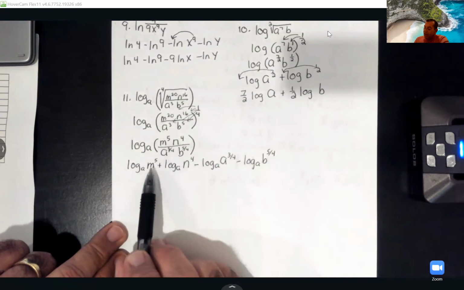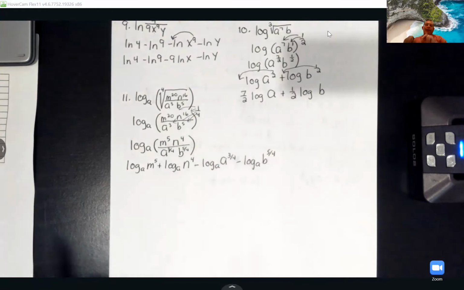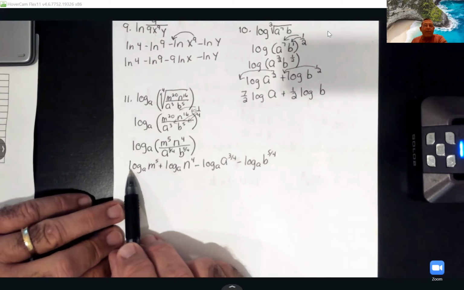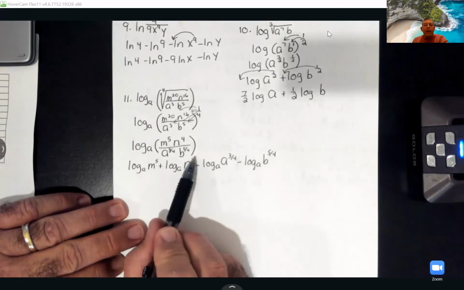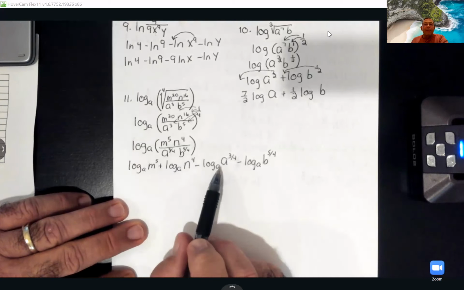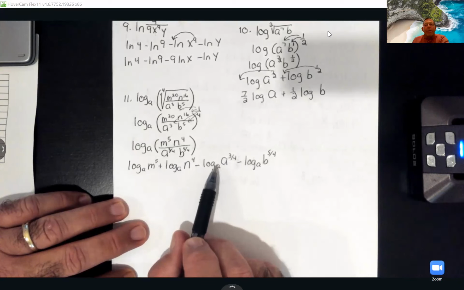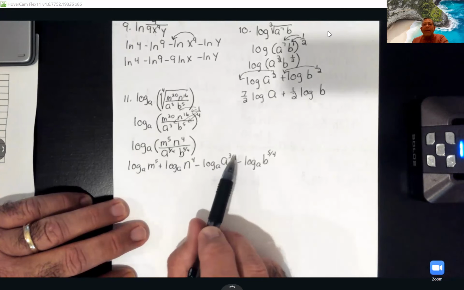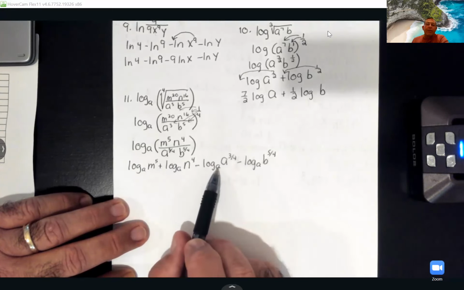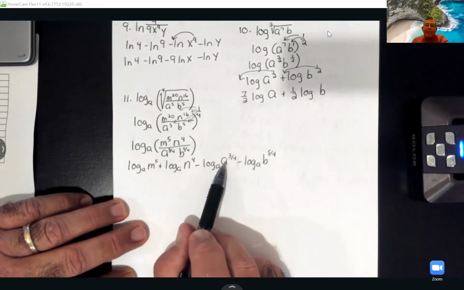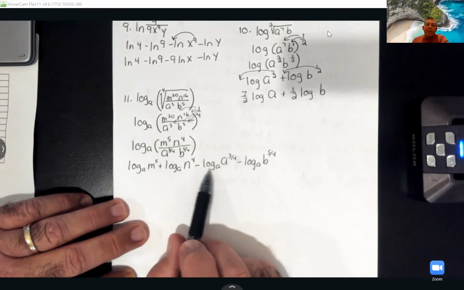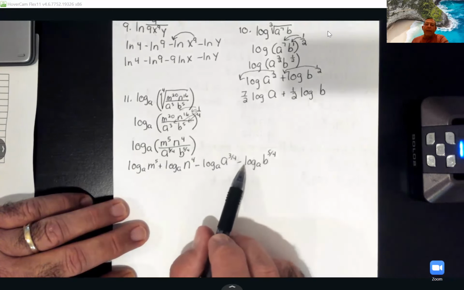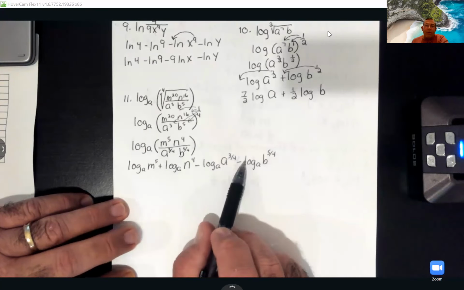So 4 factors, 4 terms. Now think about this one. This one, I'm going to bring the 5 down. This one, I'm going to bring the 4 down. This one, well, look here. I got a log base A of A to the 3/4. This base matches the base raised to an exponent. So this whole term right here is going to equal that exponent of 3/4. And then on the last one, I'll bring down the 5/4.